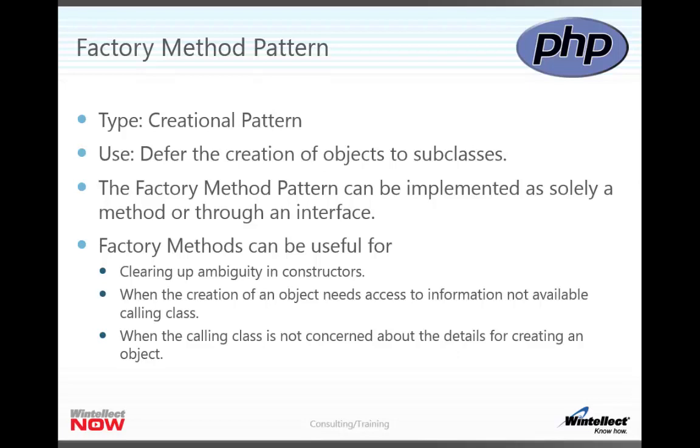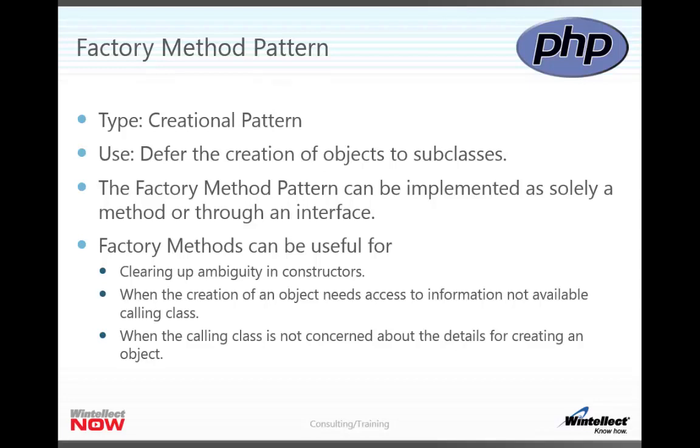So what the factory method does is it defers creation of objects to subclasses. Okay. And it can be implemented as solely a method or through an interface. We're going to look at an instance of this, but essentially it's just a method. And it can manifest itself in many different ways, but the purpose is, like I said, the whole purpose of the factory method is to create an object.